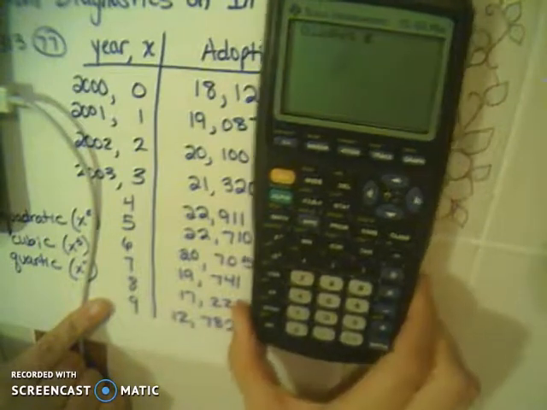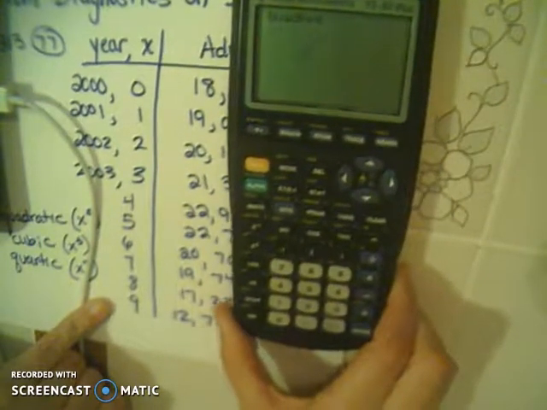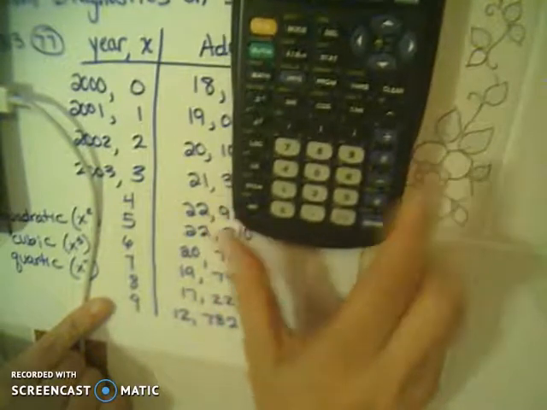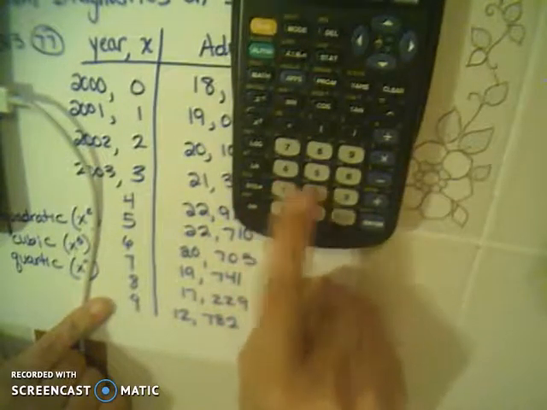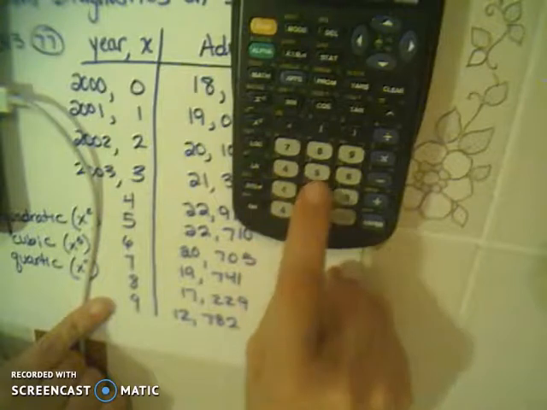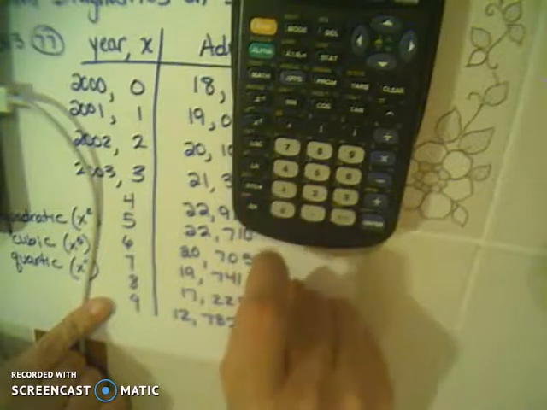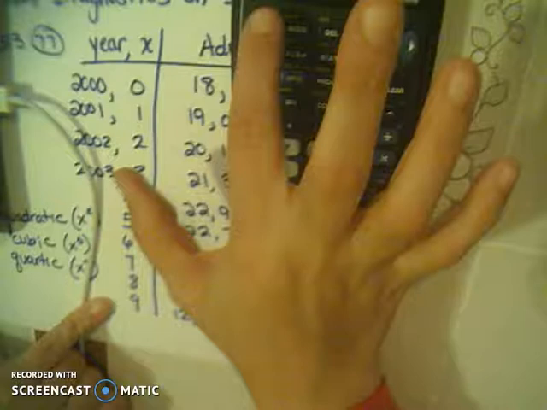And then we need to tell it where the data is. And I put my data in L1 and L2. And if you look really carefully, right above my number 1 and my number 2, in yellow, I've got L1 and L2. So I can hit second L1, comma, second L2.